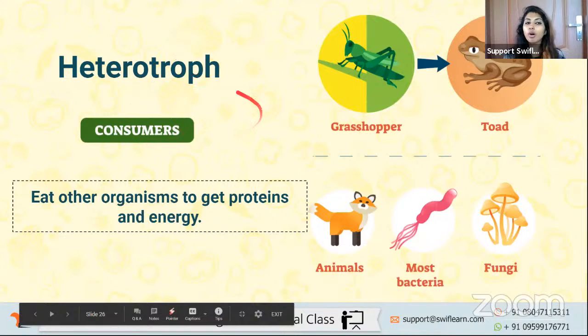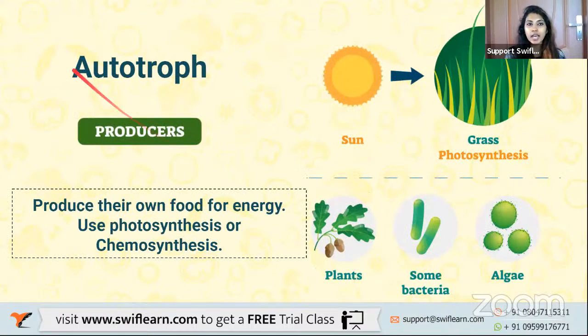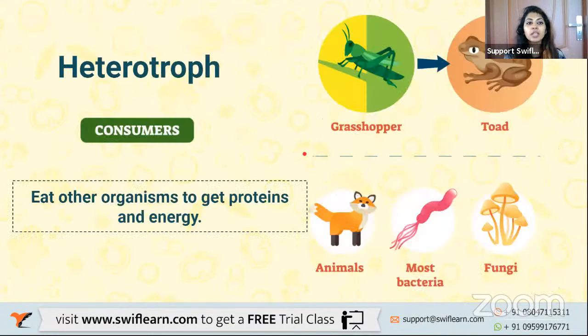Now, heterotrophs are also known as consumers because we are consuming, we are not producing. In the autotroph slide, we saw that autotrophs were also known as producers. Here in heterotrophs, we see they are consumers. The other organisms get proteins and energy from the nutrition that they consume from the plants. So the consumption process is happening here. Heterotrophs are known as consumers, so we are also consumers. Some examples are these.